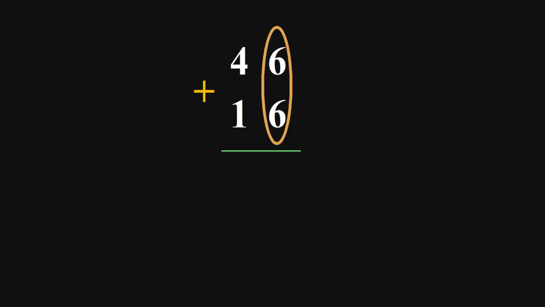We start solving the addition equation by adding the numbers in the ones place. 6 plus 6 equals 12. In the number 12, there are 2 ones, right? 2 in the ones place. The number in the tens place is called the carry. We carry the 1 over to the tens place and write it above the 4 like this.